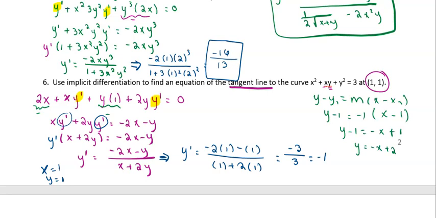So now we have written the equation of the tangent line to the curve, and we've used our implicit differentiation to take our derivative so that we could write the equation of our tangent line to the curve at the specified point.